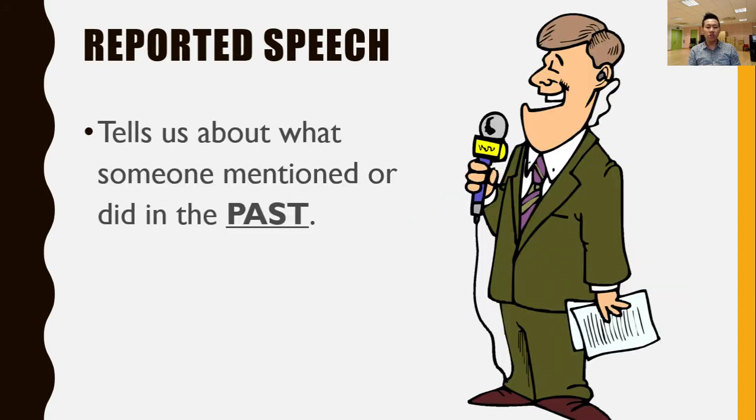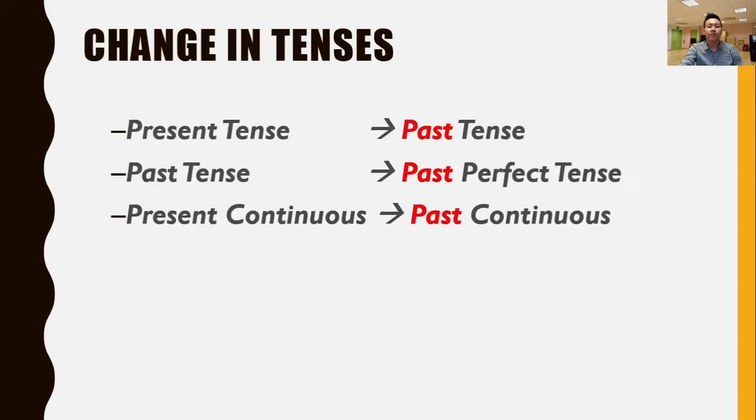In reported speech, think of it like the reporter is telling you that something has happened. And it is always reported in the past, because it tells us about what this person did in the past. It has already taken place. Therefore, the reporter is able to tell you about this because it happened in the past.